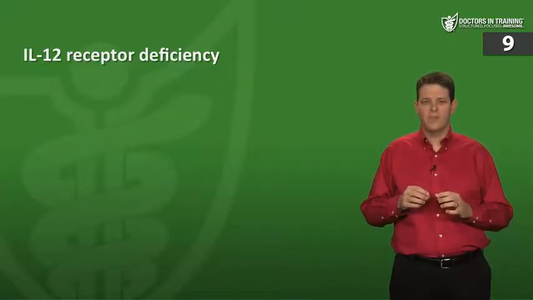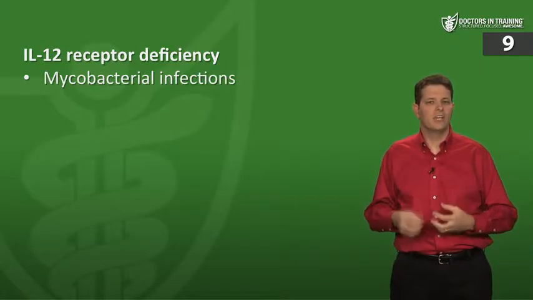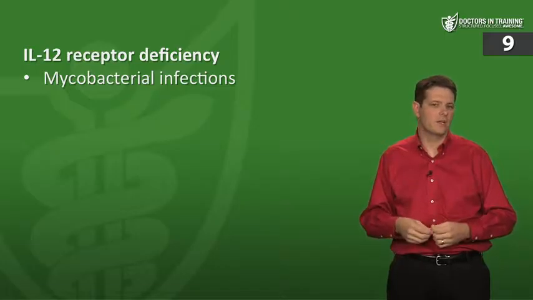And the last pure T cell deficiency we have here is IL-12 receptor deficiency. Now, the only thing I want you to know about this is that it causes increased susceptibility to mycobacterial infections. Next, we're going to talk about combined B cell and T cell deficiencies.